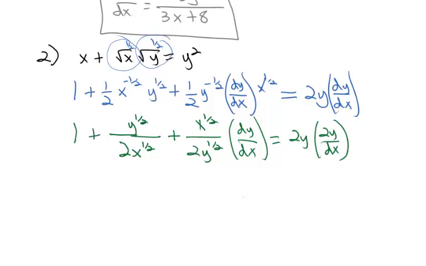Now we want to probably get rid of the fractions. The fractions are going to make this ugly and a pain to work with. So we'll multiply by the common denominator of 2x to the 1/2, y to the 1/2 on every term.